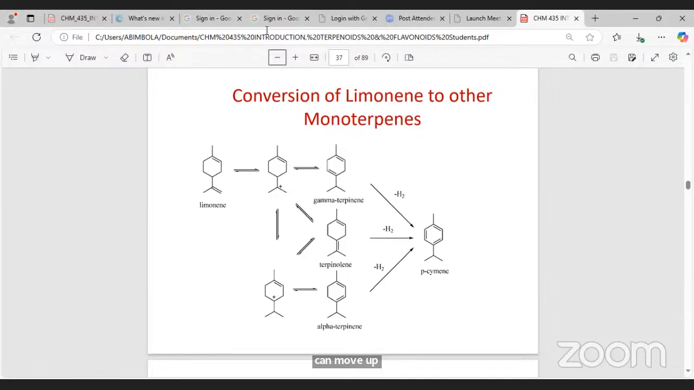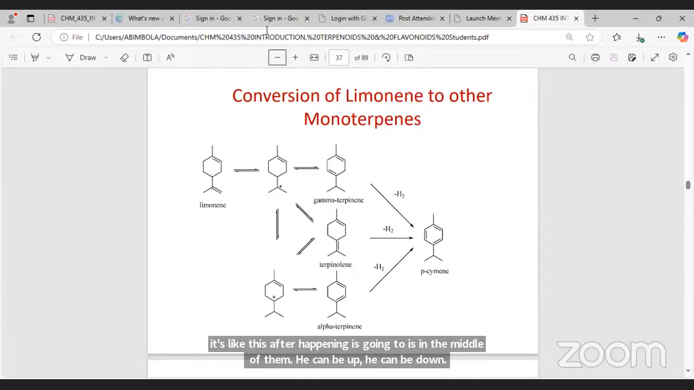Can't you see the arrow from gamma terpinene going to terpinolene, and the arrow from the alpha terpinene transition state going to terpinolene? So all of them are going to have transition states. So it's like this terpinolene is in the middle of them. It can be up, it can be down. But it depends on the movement of the arrow.